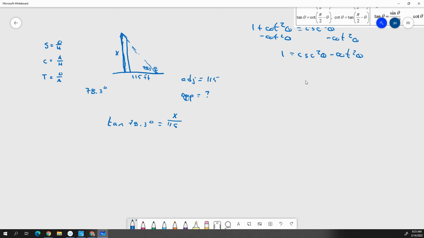Now, if you guys remember how to isolate that x when it's in the bottom of a fraction, we would just multiply both sides by 115, right? And what we would get is 115 tangent of 78.3 degrees equals x. And so all we have to do is plug this into a calculator. Now, if you don't know how to do them both at the same time, that is fine.